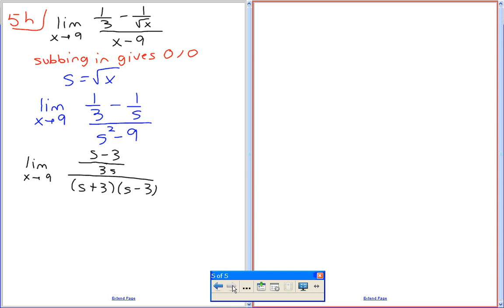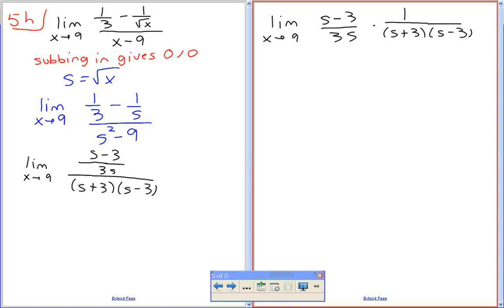Okay, what do we do next? Switch to the six times until you enter. Yeah, so I would definitely do that. Limit as x approaches 9, s minus 3 all over 3s times 1 over s plus 3, s minus 3. Good. Okay, things are looking great.